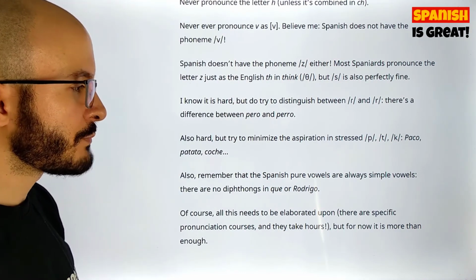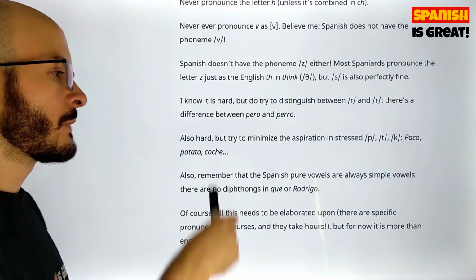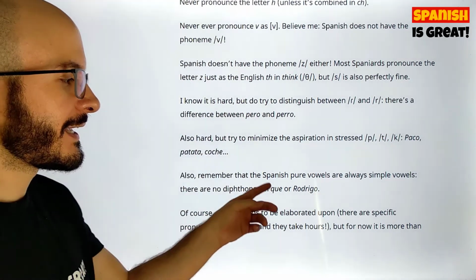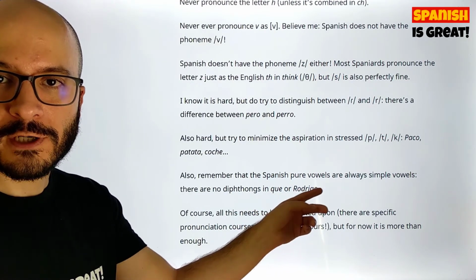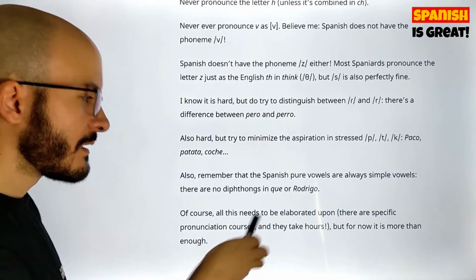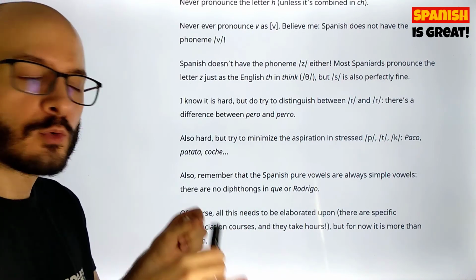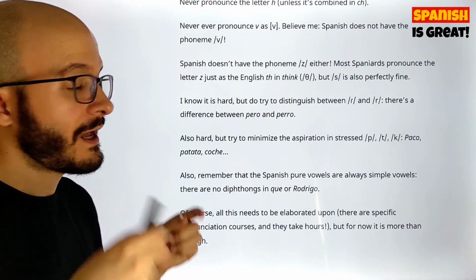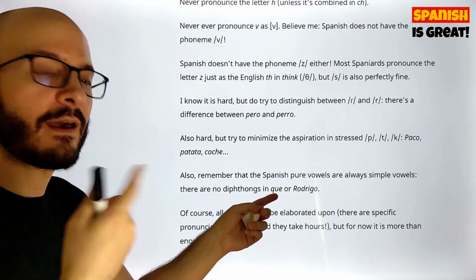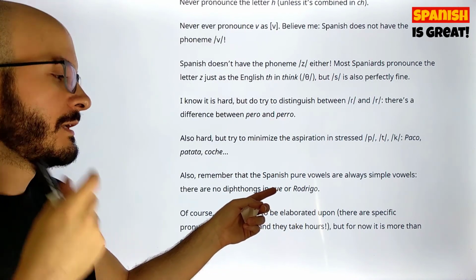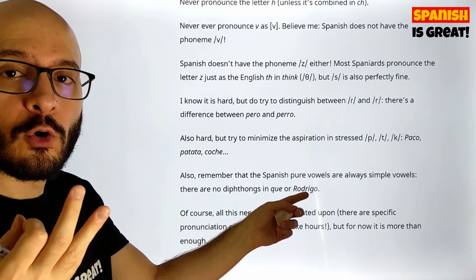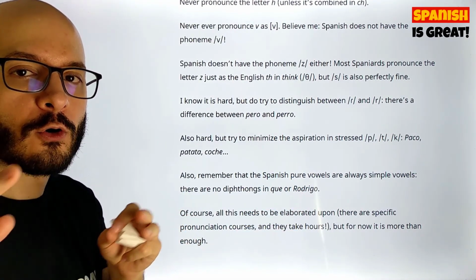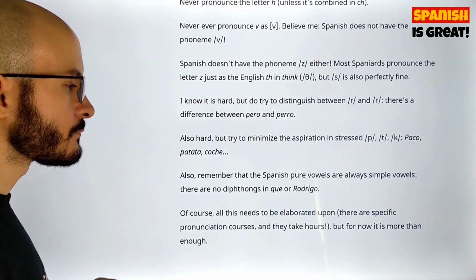Also remember that the Spanish pure vowels, that is a, e, i, o, u, are always simple vowels. There are no diphthongs in que or Rodrigo. Okay, so what do I mean with this? We have e, so we pronounce e. We don't pronounce ei, because English speakers usually say kei. I mean, first they say this ke, and then they say ei. Then Rodrigo, not Rodrigo with a diphthong.